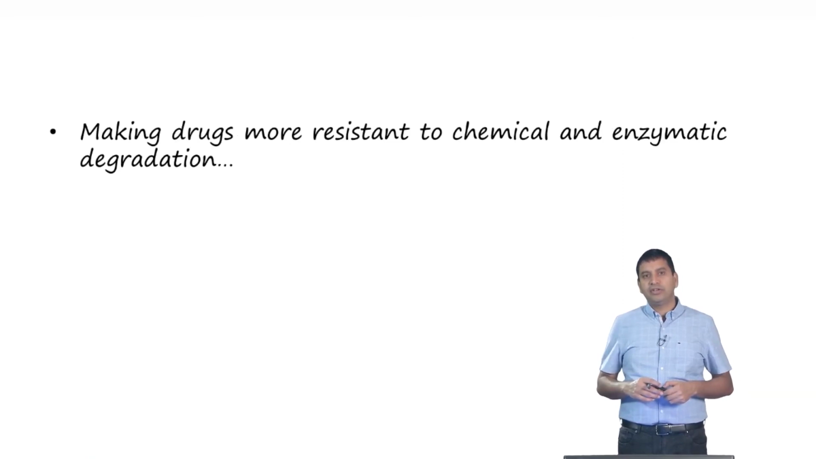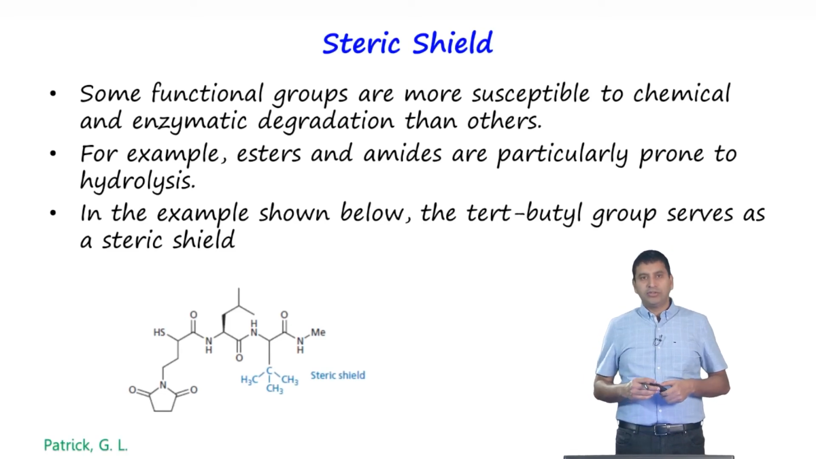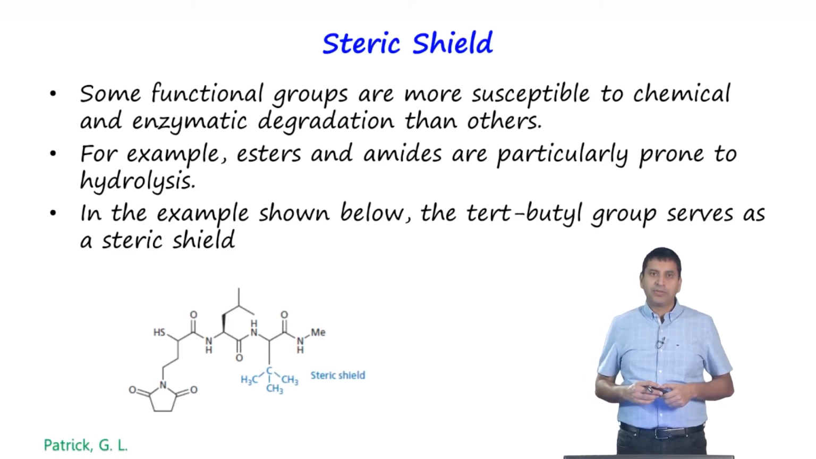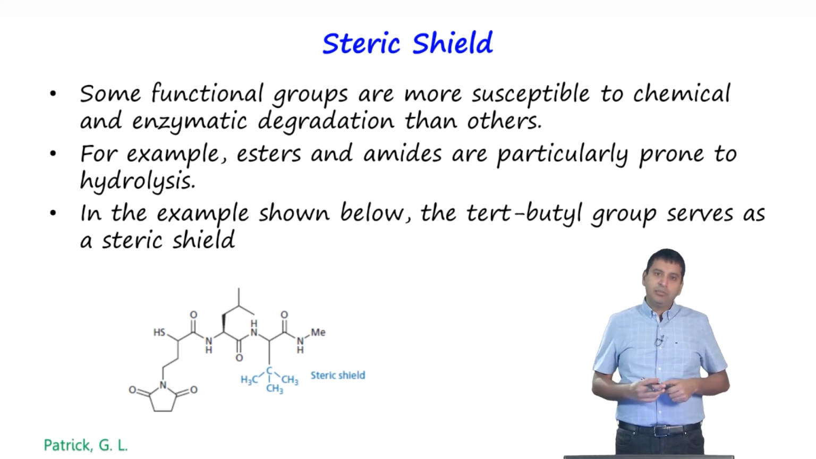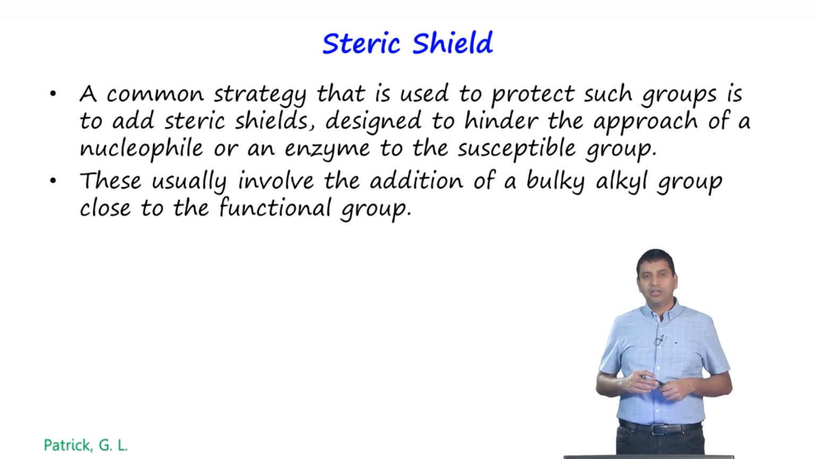So, making drugs resistant to chemical and enzymatic degradation is the next way in which we can help the drug get to its target. One way to do this is to introduce what is known as a steric shield. Some functional groups are more susceptible to chemical and enzymatic degradation than others. For example, esters and amides are particularly prone to hydrolysis. In the example shown below, we have added a tertiary butyl group next to an amide to prevent its facile hydrolysis. Another common strategy that is used to protect such groups is to add steric shields designed to hinder the approach of the nucleophile or an enzyme to the susceptible group.